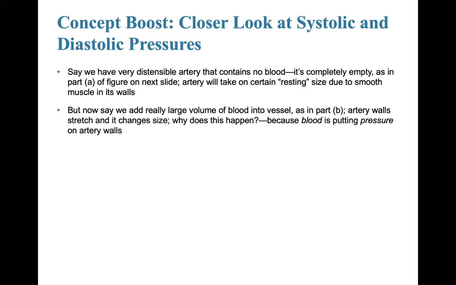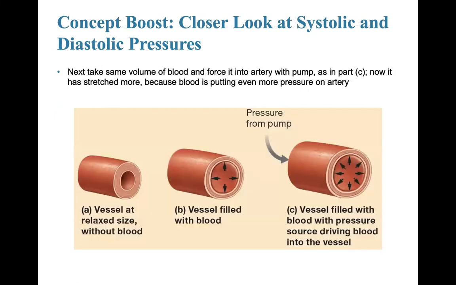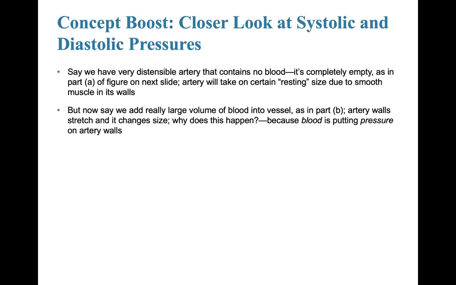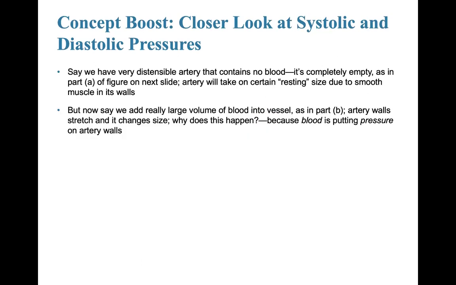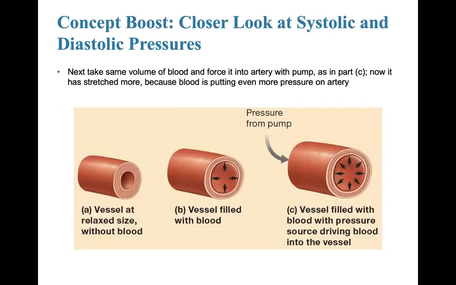So say we have a very distensible artery that contains no blood. It's completely empty, as in part A on the next figure here, okay? The artery will take on a certain resting size due to the smooth muscle in its walls. But now let's say we add a really large volume of blood into the vessel, as shown here. The artery walls will stretch and change in size. Why does this happen? Because blood is putting pressure on the artery walls.